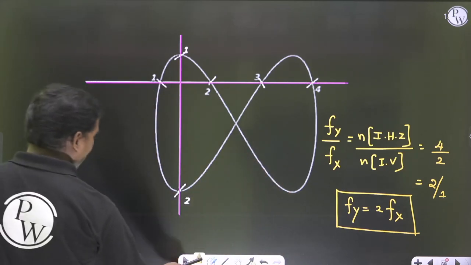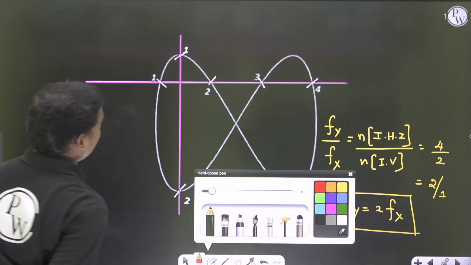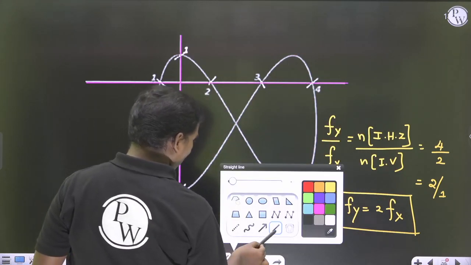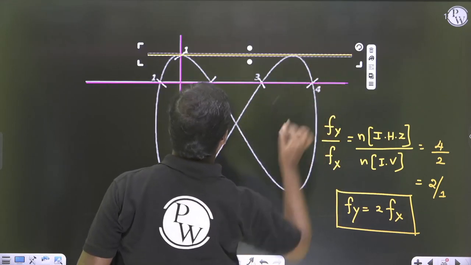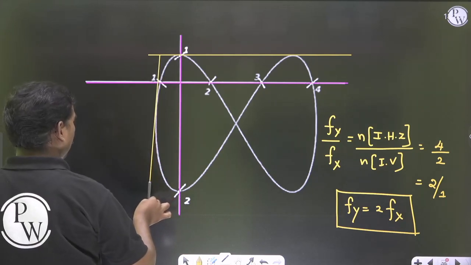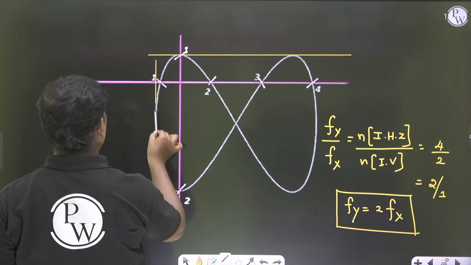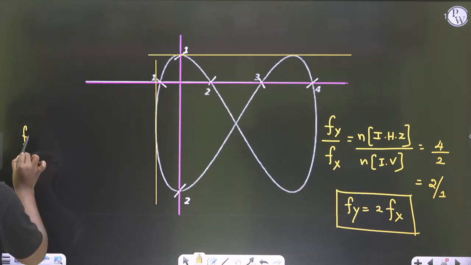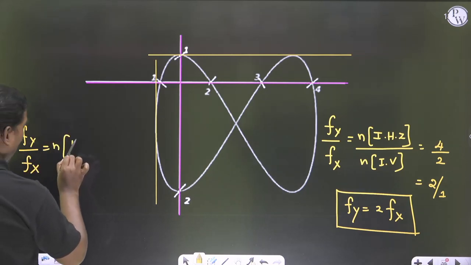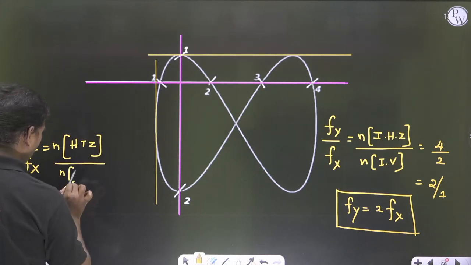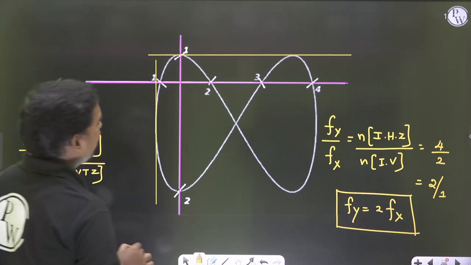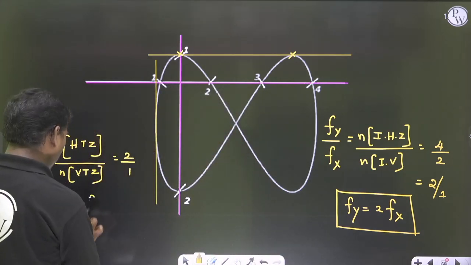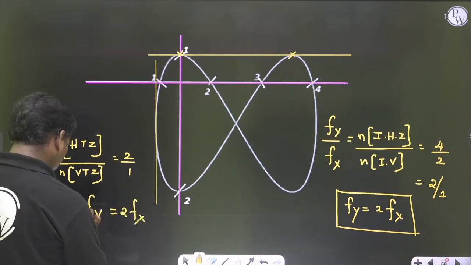This is one method. The other method is the tangencies method. I will go for tangencies with a red line, take a blue line. Tangencies means touching only the edge points. Now if you take Fy by fx, it is the number of horizontal tangencies by the number of vertical tangencies. Horizontal tangency, how many here? Here one tangency is happening, touching. Here one tangency is happening. And one. So then it's matching: Fy equal to 2fx. Got it?